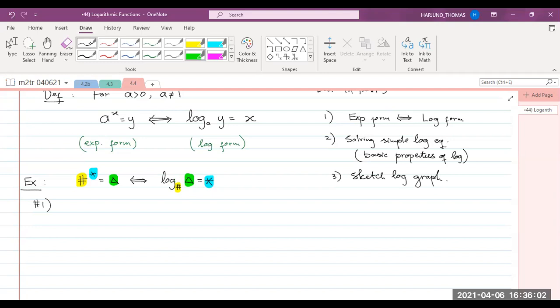So, for example, number 1a, we are given 4 to the power of 3 equals 64. That's exponential form. Then what is the logarithmic form? Log base 4. Now the base is a subscript, smaller and lower. Log base 4 of 64. This 64 is written the regular way, equals 3.